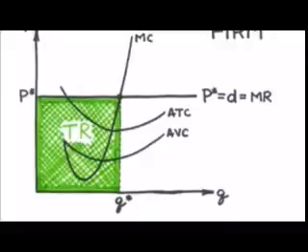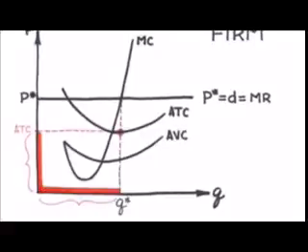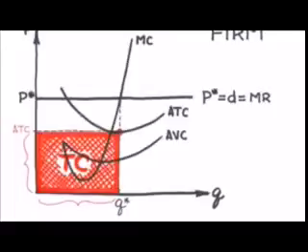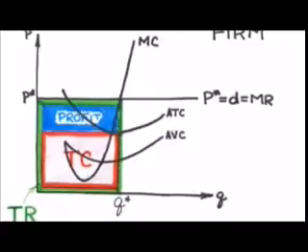At Q star, what's the total cost of producing this output? It's the cost per unit, ATC, times the number of units that I sell, in this case, the red area. The amount of revenue, in green, that doesn't get chewed up by the costs, in red, is profit. In this case, I've indicated profit by the blue area. In the short run, this producer earns positive profits.